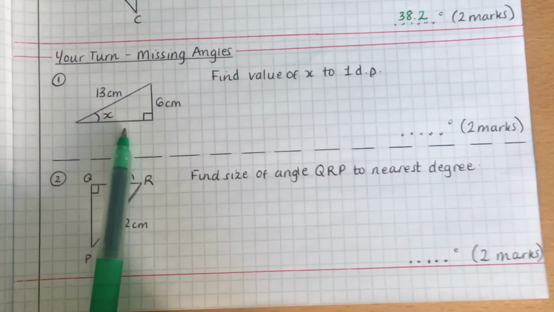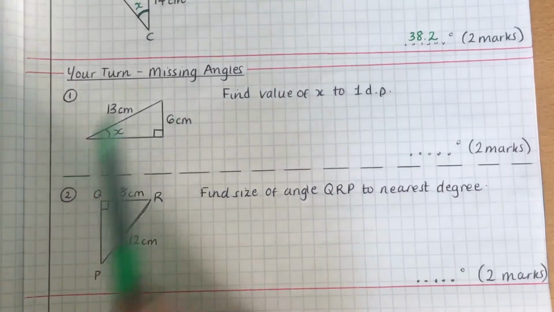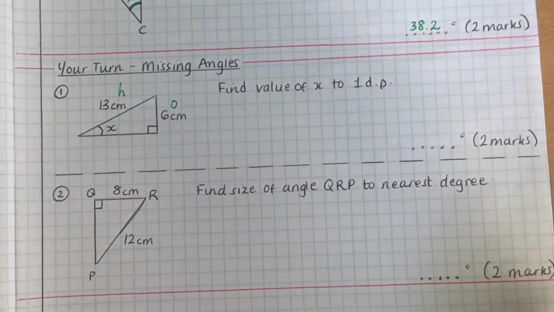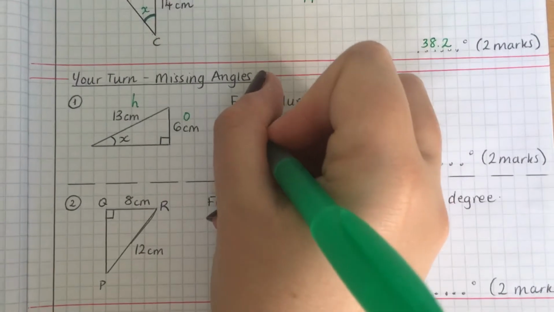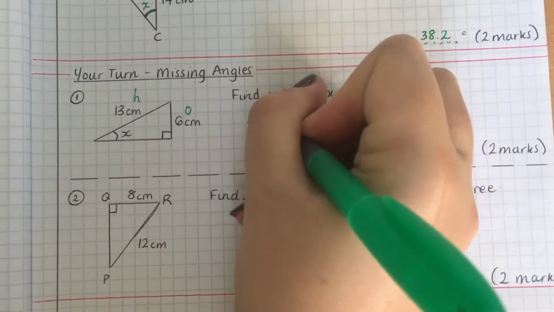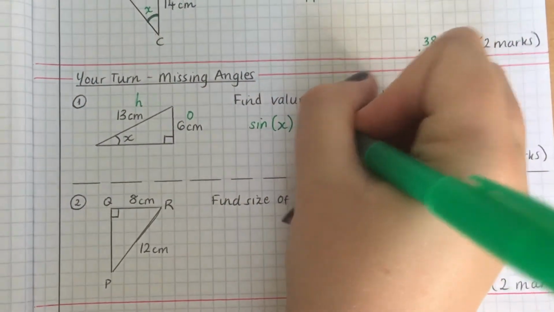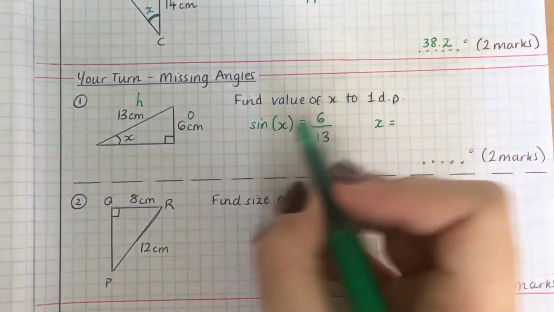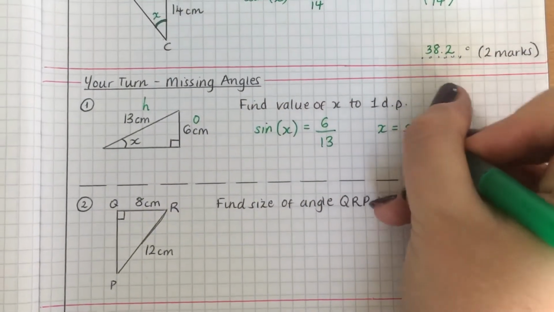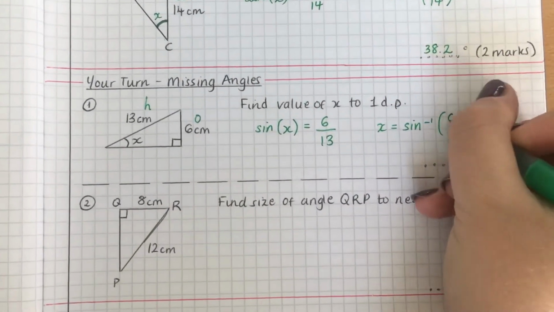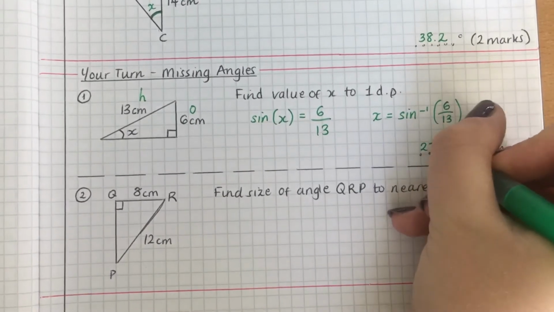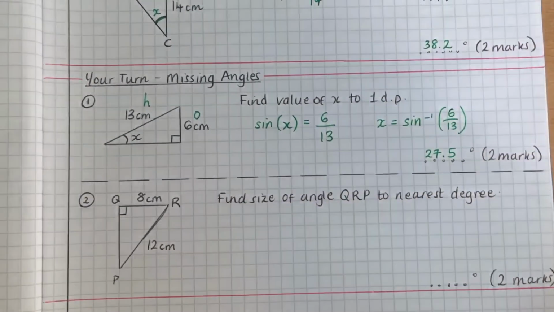Okay, so this first one here, labelling the sides first. 13 is the hypotenuse and 6 is the opposite. So SOHCAHTOA, O and H is sine. So we write down sine of the angle X equals the opposite, 6 over 13. To get X on its own, we do inverse sine. So X equals inverse sine, fraction stays the same. Type it into a calculator, 1 decimal place, you get 27.5.